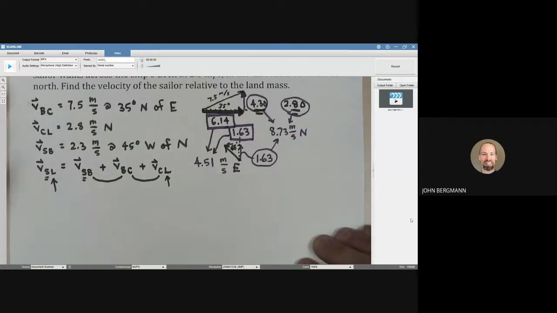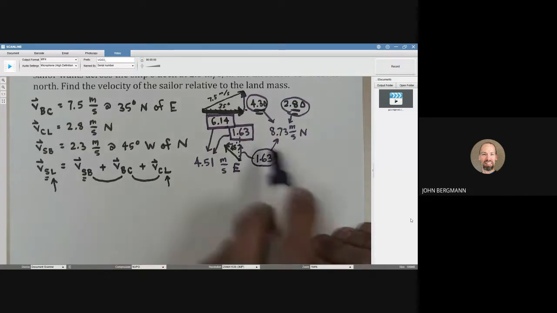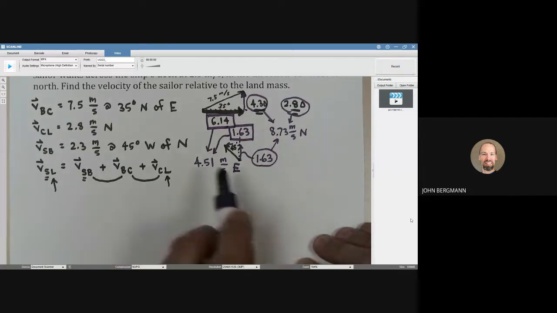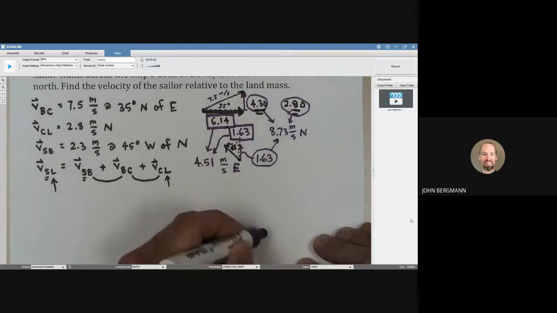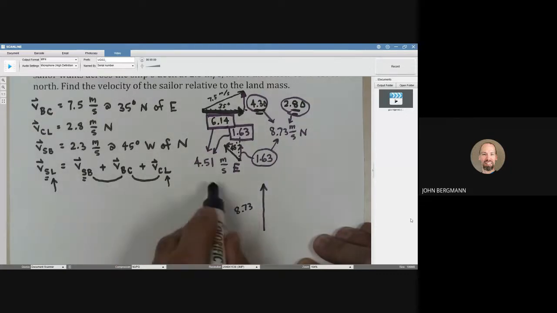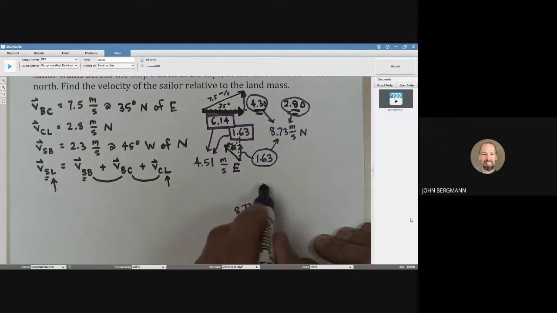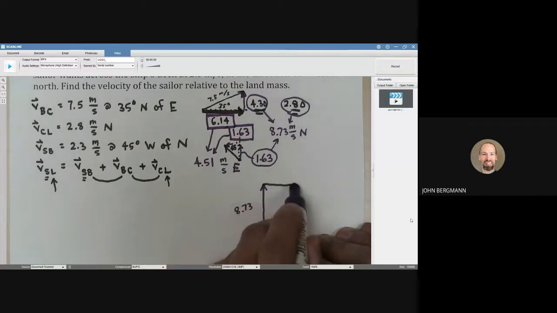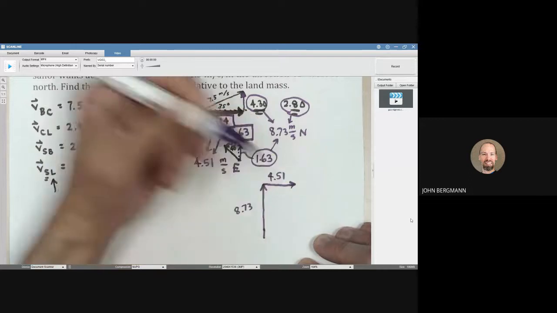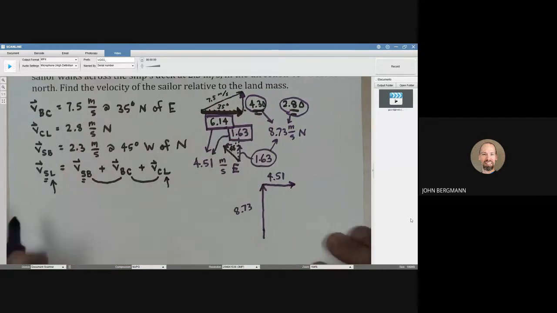So now all we have to do is Pythagorize these. Let's go ahead and draw them out. How about 8.73 meters per second north and 4.51 meters per second to the east? So that might look kind of like that. 4.51 meters per second east. And so our resultant vector looks like that.